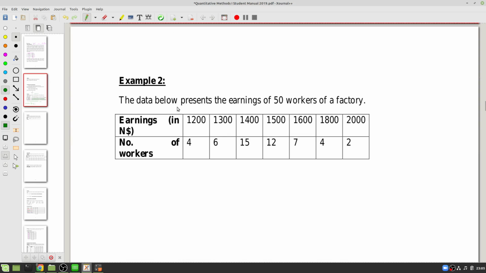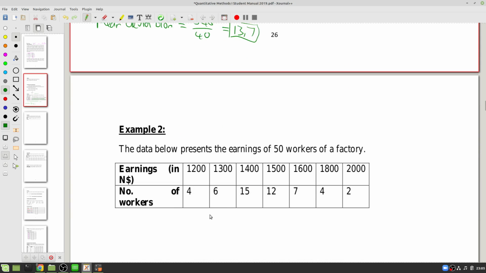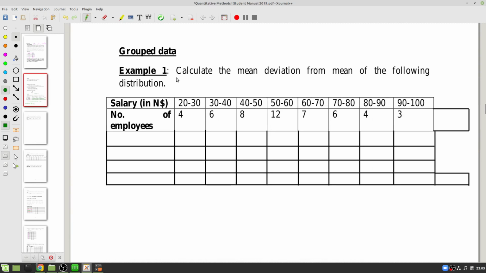Alright, the data below represents the earnings of 50 workers in the factory. We'll do exactly the same thing as we did over here. So I'm going to skip that one. Over here, calculate the mean deviation from the mean of the following distribution. So I've already added in a couple of columns and rows to save the time it takes to draw them. And let's see what we can figure out here.